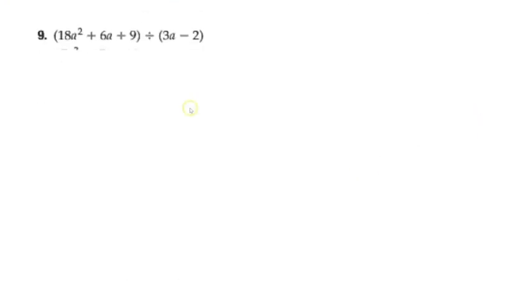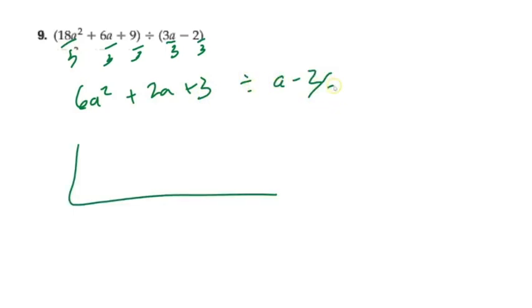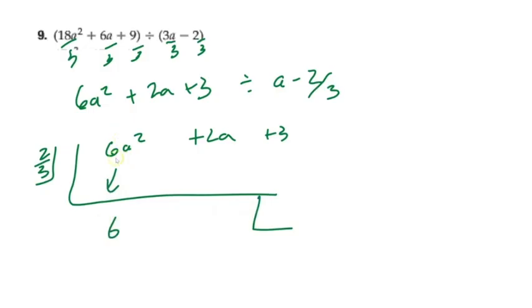The next one, it's going to be a little uglier. You see a 3 there? I'm going to divide everything by 3. I get 6a squared plus 2a plus 3 divided by a minus 2/3. They have 6a squared plus 2a plus 3. Inside opposite, we're going to divide by 2/3. Bring the first one down. This remainder. Bring that, you multiply fractions.